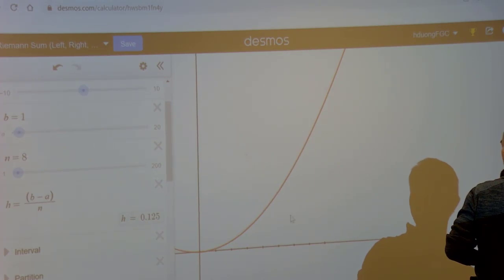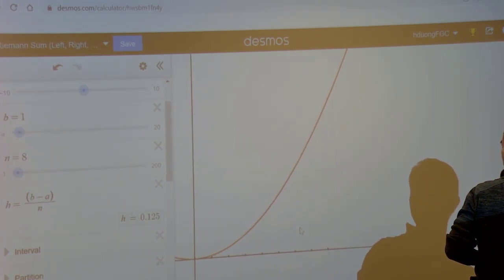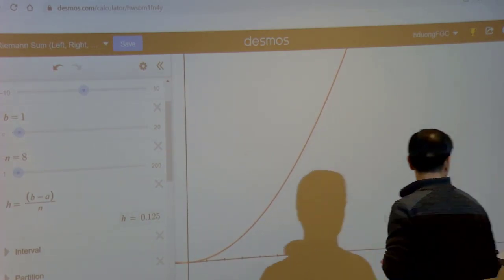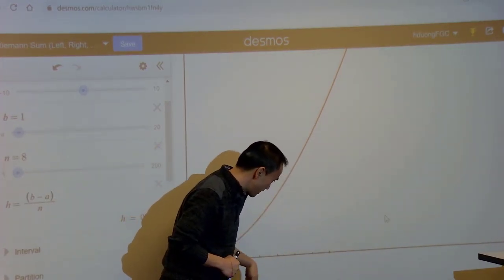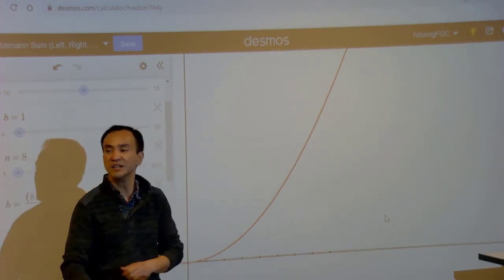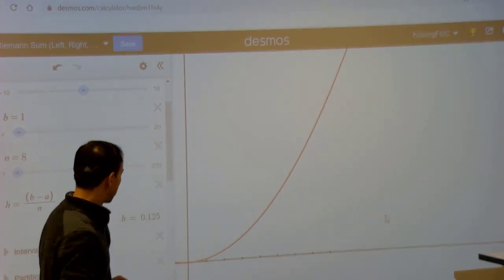Let me put it in a little bit of a closer zoom so that you can see a little bit better. So the partition point is right here. And I'm hiding away the actual values again, and that's what we need over there for our calculation. We should be able to write it down.